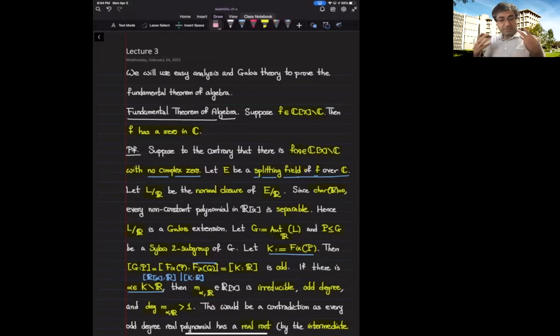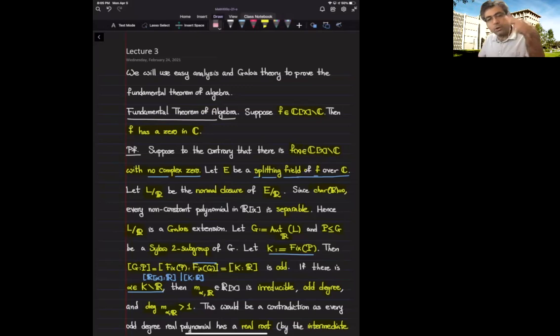It says that if I start with a non-constant polynomial with complex coefficients, then it has a complex root. So that's the statement of the fundamental theorem of algebra. And let's see how what we proved about Galois theory can help us to show this statement. Suppose to the contrary that there is a complex polynomial that has no complex zeros.